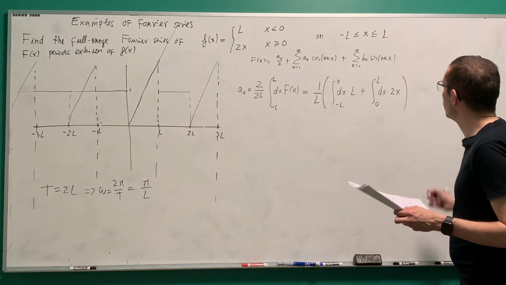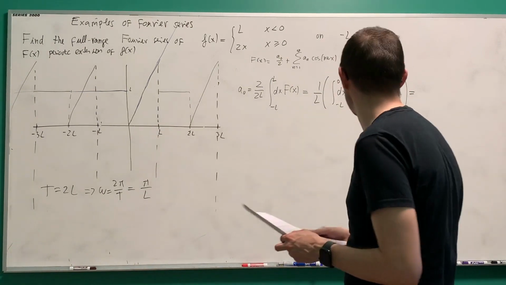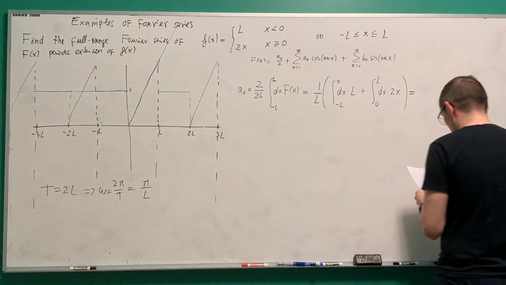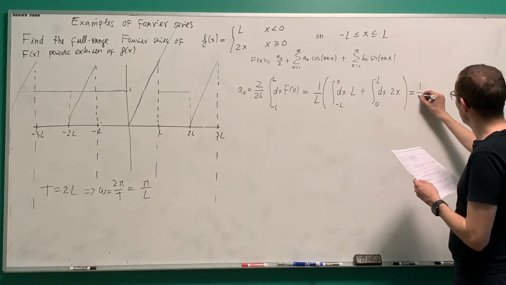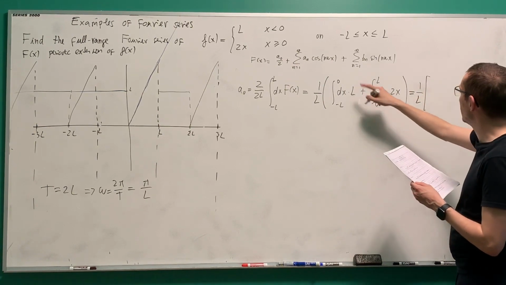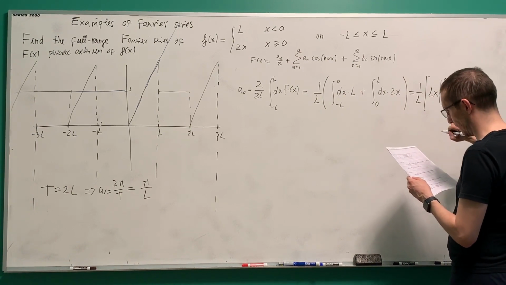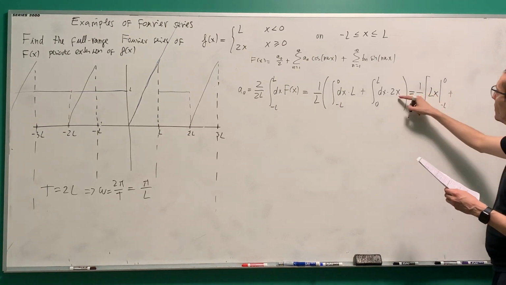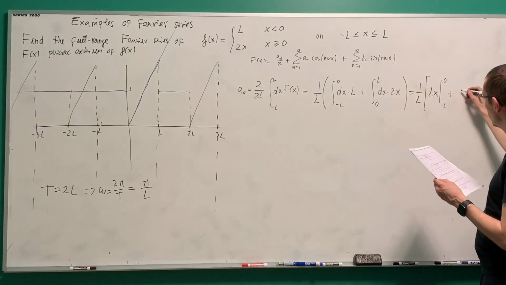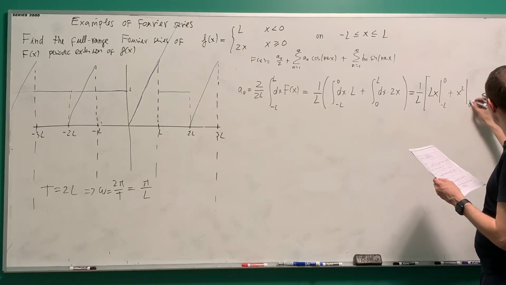Right, so not too difficult for that case, but we're going to have to split the integrals into intervals, always in this case. For a0 it is simple, so this gives me 1 over L, that multiplies the first one, which gives me Lx from minus L to 0, okay? Plus this one is x squared divided by 2, that cancels the 2, all right? So this one is x squared from 0 to L.